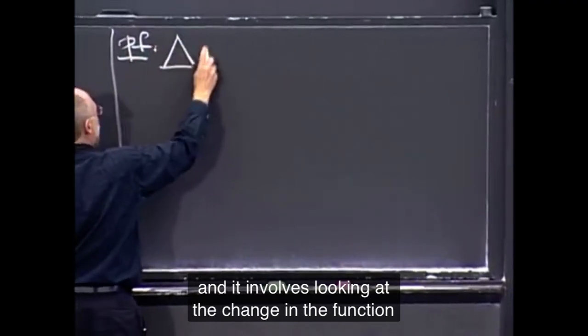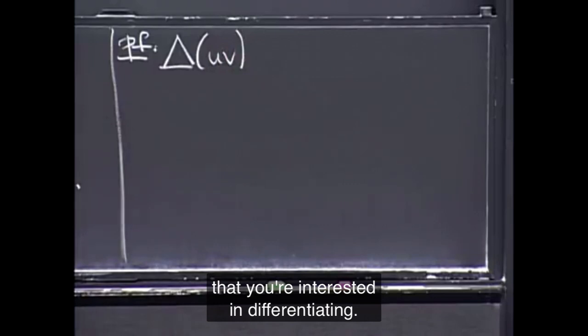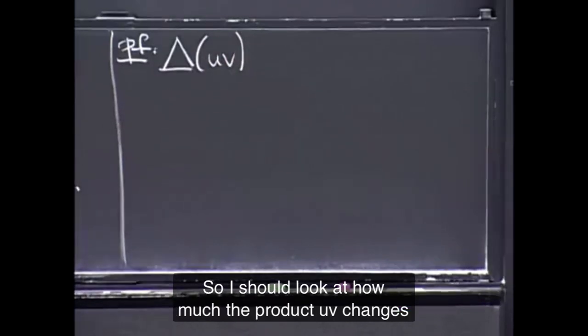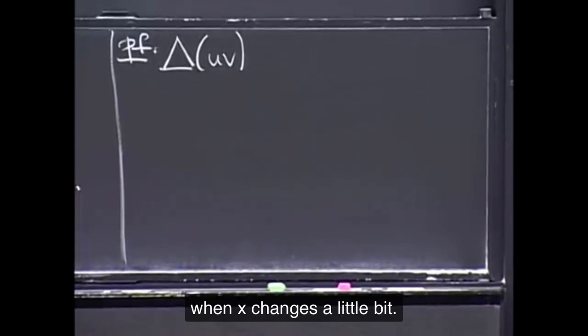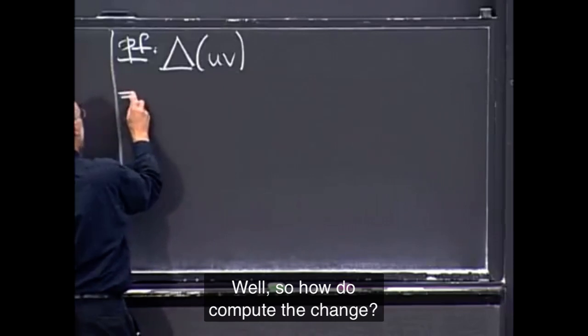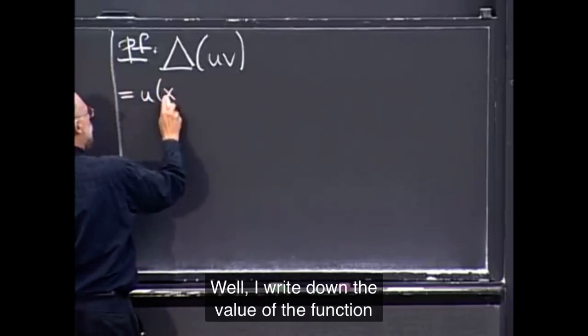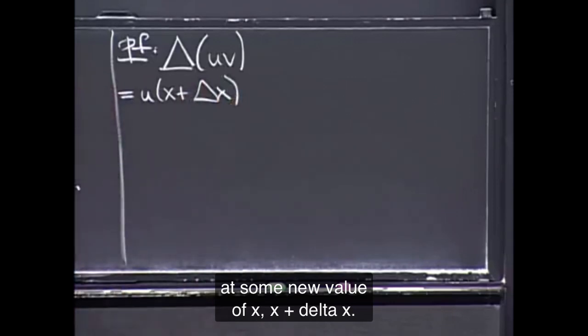And it involves looking at the change in the function that you're interested in differentiating. So I should look at how much the product uv changes when x changes a little bit. Well, so how do we compute the change? Well, I write down the value of the function at some new value of x, x plus delta x.